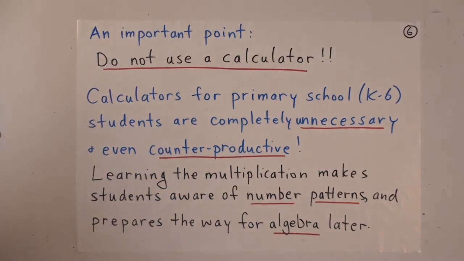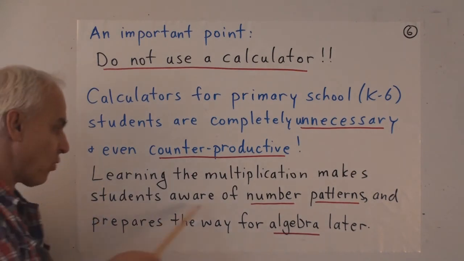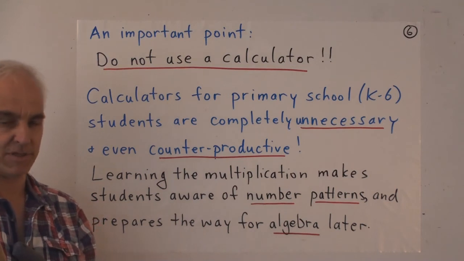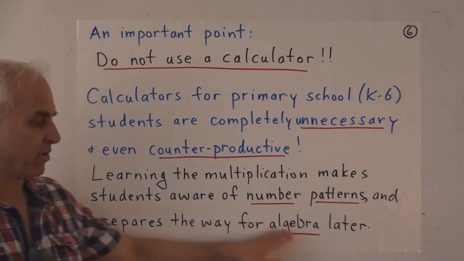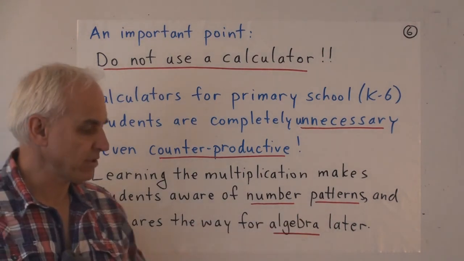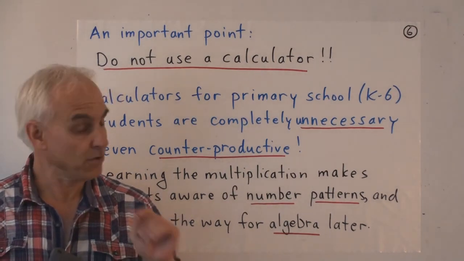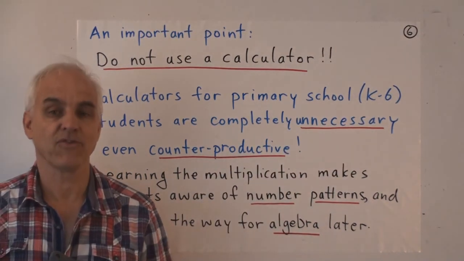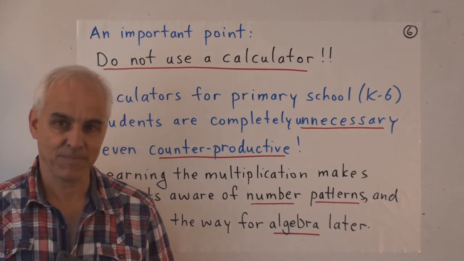Very, very important. Learning the multiplication table builds discipline, of course, but it also makes students aware of number patterns. They get to become familiar with numbers in a way that working with calculators doesn't. This prepares the way for algebra later on. So very important, do not do your students or your children a disservice. Take their calculators away from them until they get into high school. Then, yes, calculators have a good and useful role. But when learning arithmetic, avoid them.